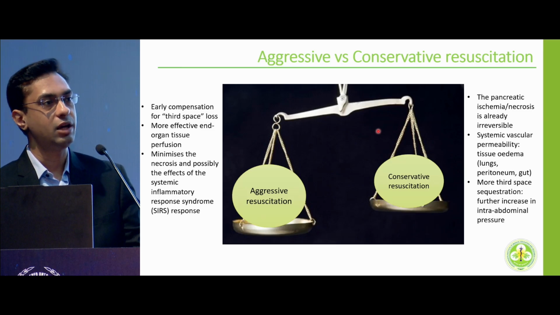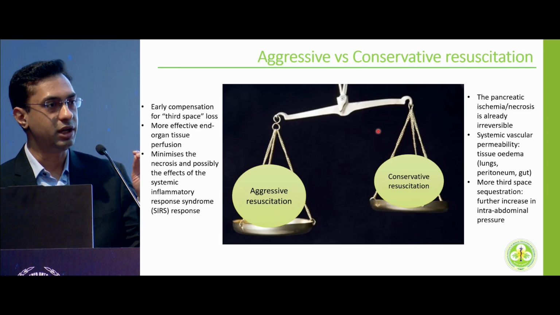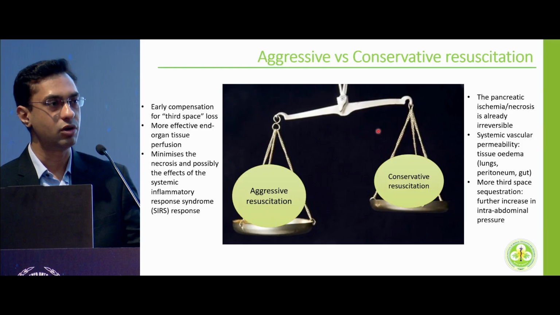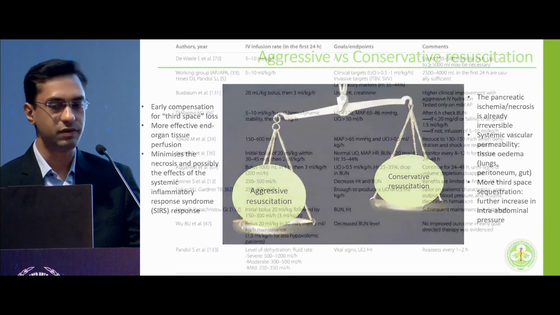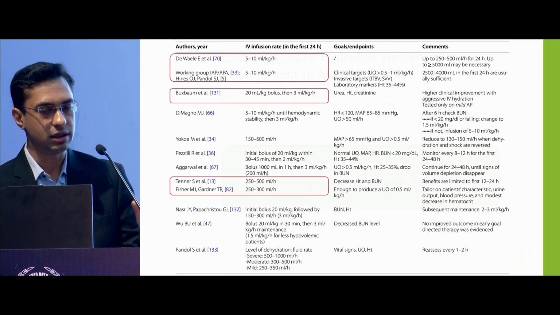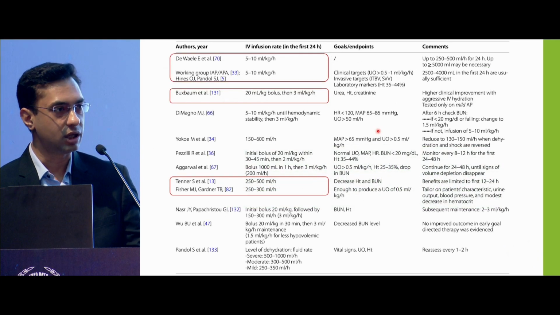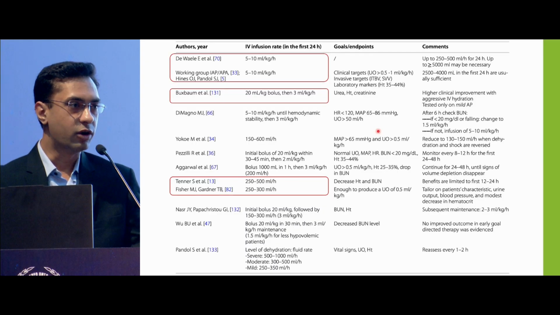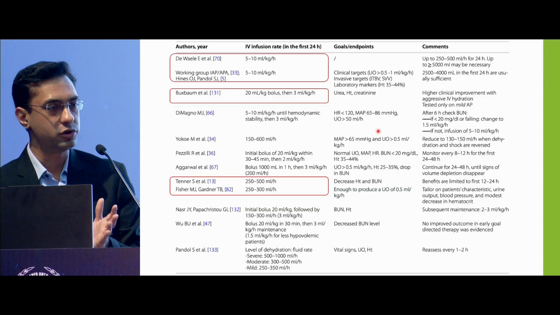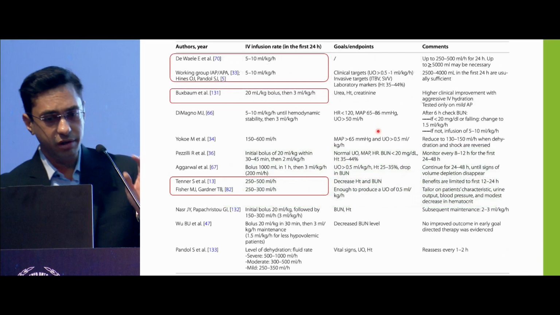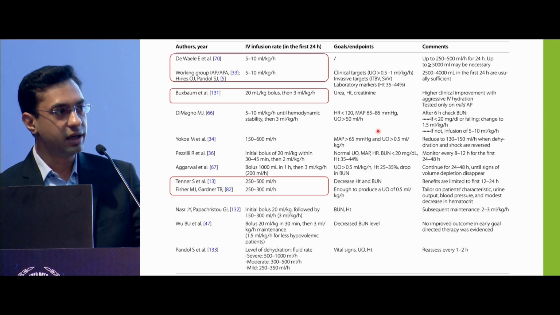And at the same time, if the patient has already developed SIRS, capillary permeability syndrome, then it can lead to more third space loss, more abdominal compartment syndrome, as well as acute lung injury. Because of all these things, there is so much heterogeneity in the data, in the different kinds of terminology, whether it is aggressive, moderately aggressive, goal-directed therapy, or a conservative therapy. So by and large, what we suggest is, after early bolus, what should be the maintenance therapy?